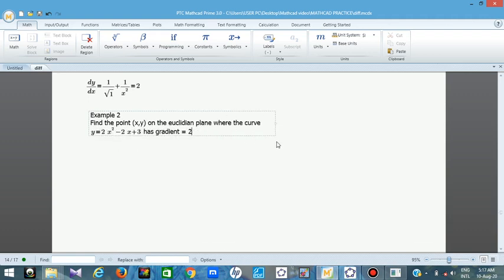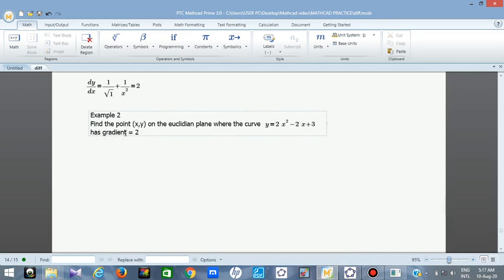So I just want you to take note. It's the same thing you are going to do. When they tell you to find the point on the Euclidean plane where the curve, so this is the curve, has gradient 2, find the point where the gradient is 2 on this curve.